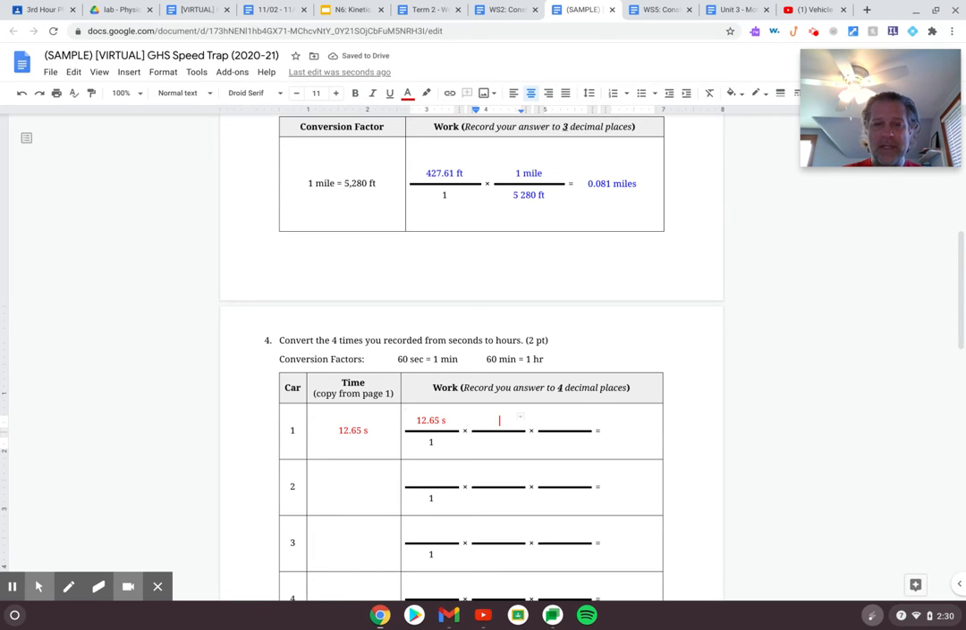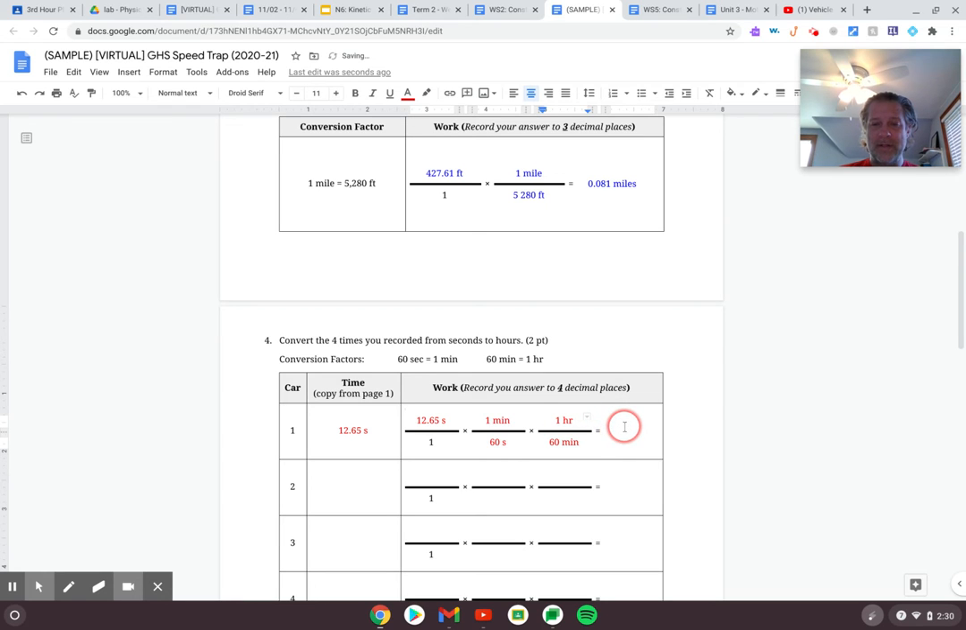I see up above that the relationship between minutes and seconds is that 1 minute is equal to 60 seconds. And I want to set this next fraction up so that seconds cancels out. So I'm going to put my 60 seconds on the bottom. Since I'm trying to go from seconds to minutes and then minutes to hours, I'm going to put 1 minute on top. I now see that the relationship between minutes and hours is 60 minutes is equal to 1 hour. Since I need to get rid of minutes, I'm going to put minutes on the bottom, and then I'm going to put hours on top, like so.